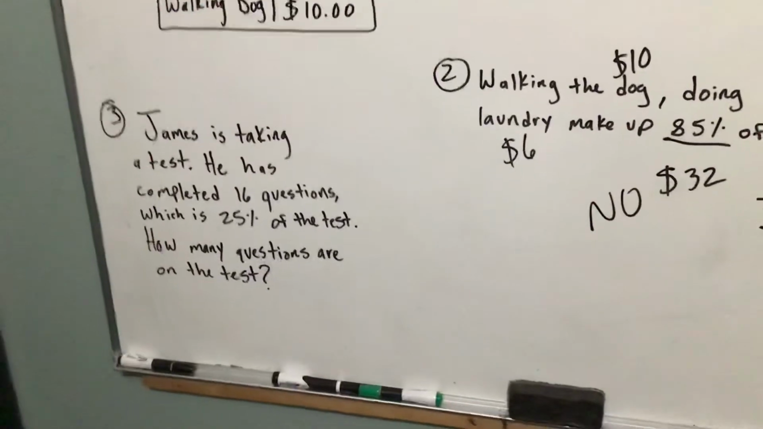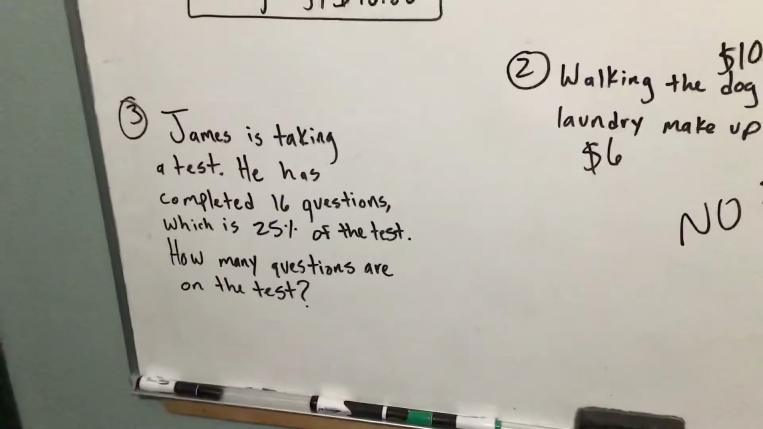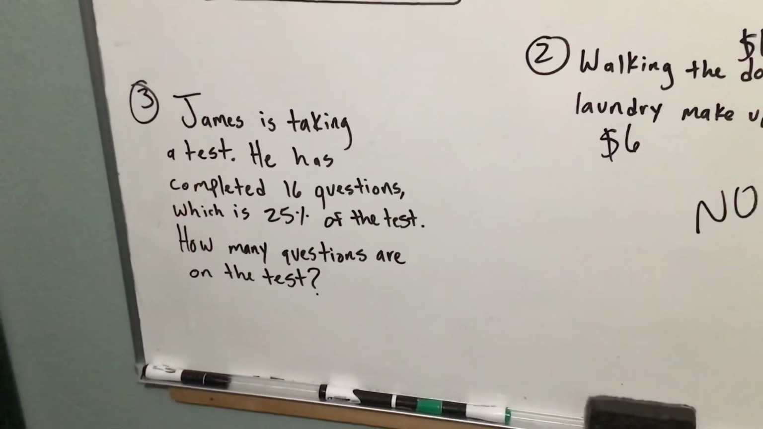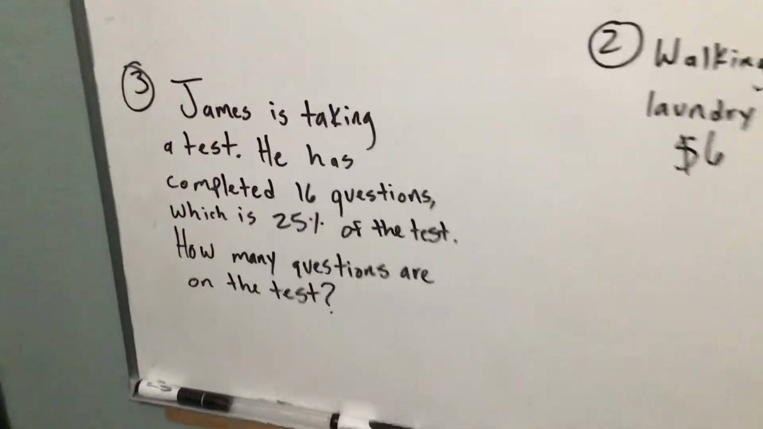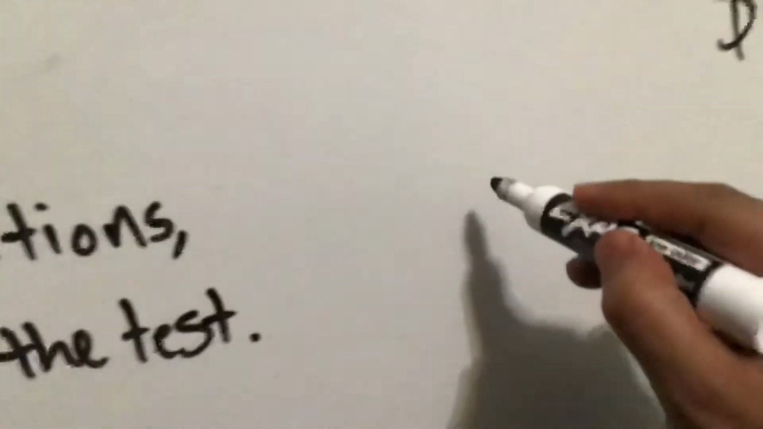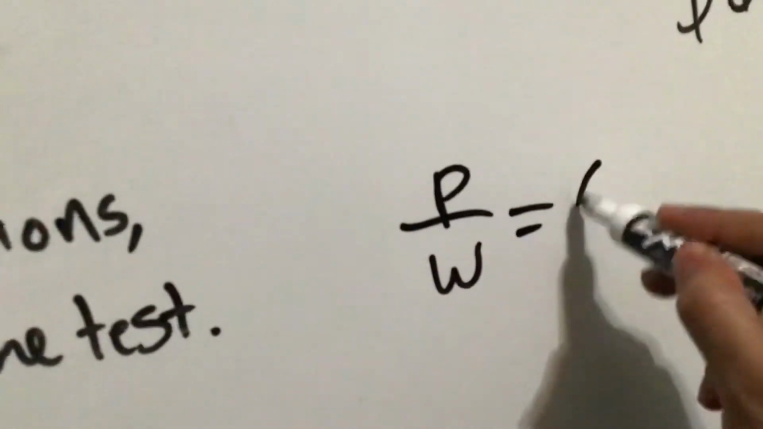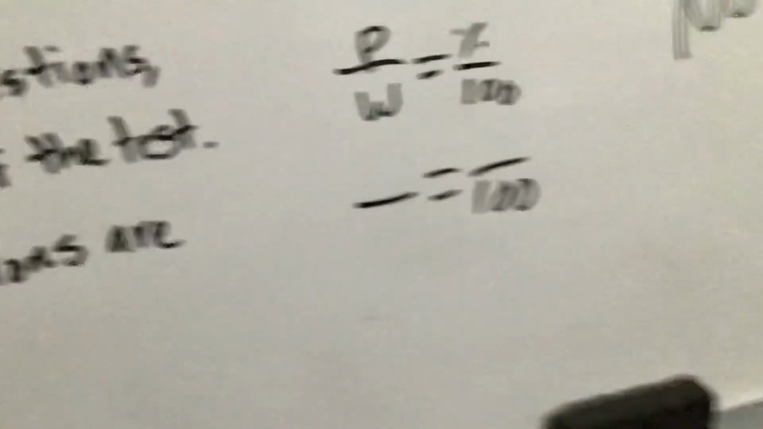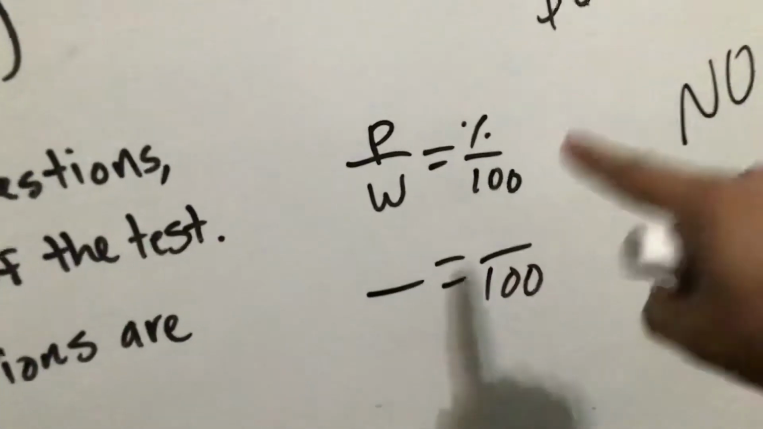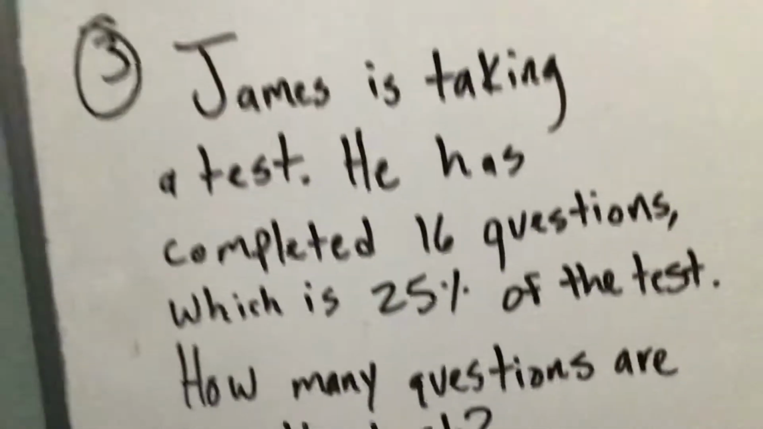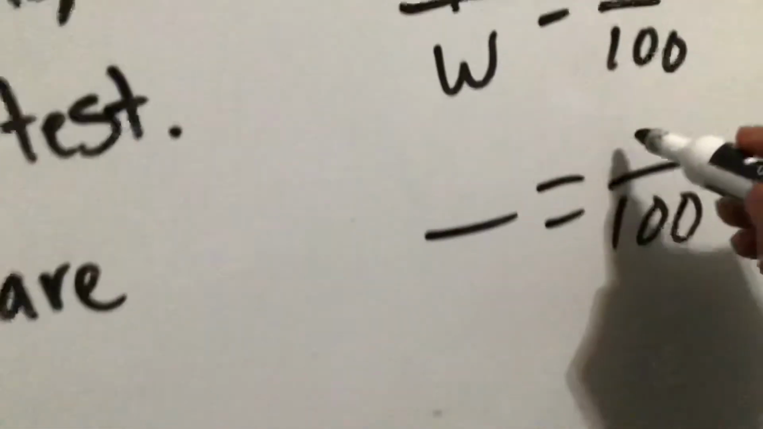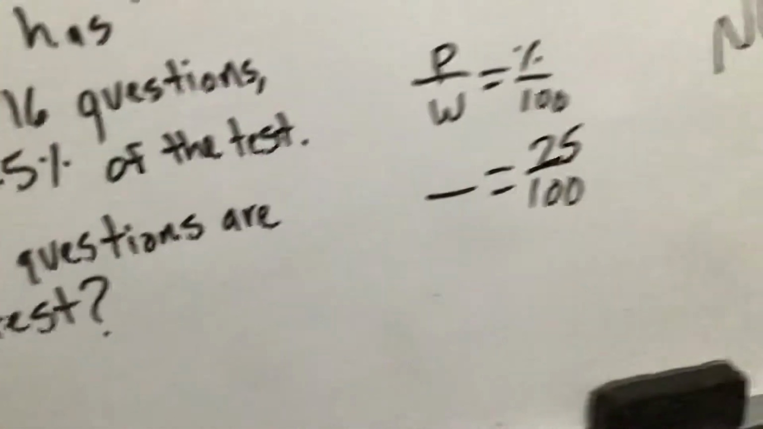And last but not least, James is taking a test. He has completed 16 questions, which is 25% of the test. How many questions are on the test? Well, on this one, we can easily go back to the proportion part over whole, percent over 100. Again, the 100, it's always going to be there. So now we look for a number on top of the 100 that represents a percent. So James is taking a test. He has completed 16 questions, which is 25%. So there it is. 25 is the number with the percent sign.